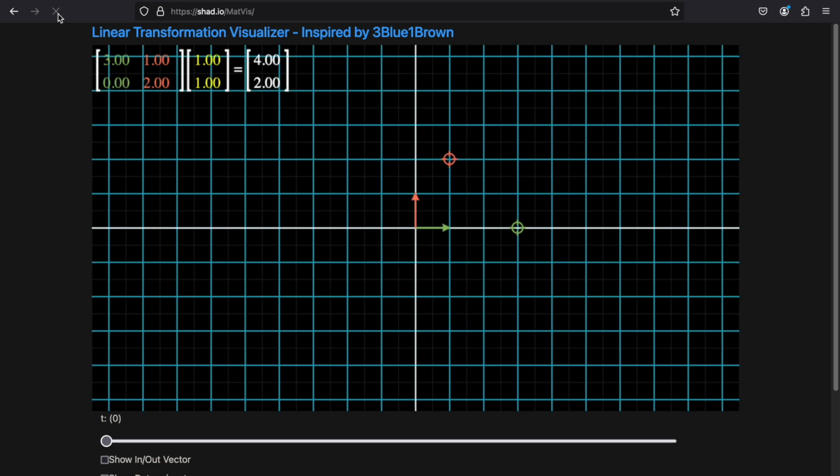Okay, so for example, if you see here, in this scenario, initially in the input vector space, j hat is to the left of i hat, right? And also in the output vector space, j hat, which is 1 comma 2, is still to the left of i hat, right? So the orientation is not changed. That's why the determinant is positive. It's plus 6, so it's positive.